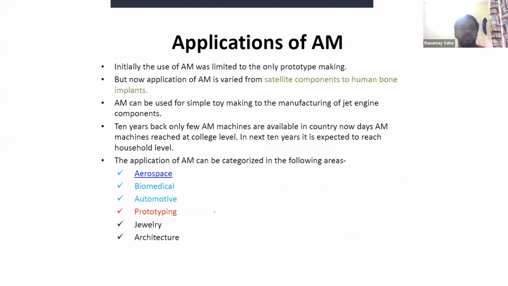So the applications are wide, starting from aerospace to biomedical to automotive to prototyping to jewelry to architecture. And even satellites and components have been manufactured additively these days. And bioimplants, of course, are widely explored in the case of bioimplant manufacturing. So it is on a surge now, and in the next 10 years, it is expected to reach the household level of manufacturing processes.